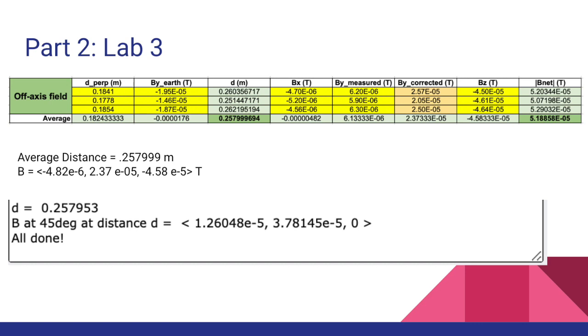Here are the results from Part 2 of the lab. As you can see, the average distance measured is very similar to the distance computed by the computational model. However, the magnetic field found in Part 2 of the lab differed significantly from the magnetic field produced by the computational model.